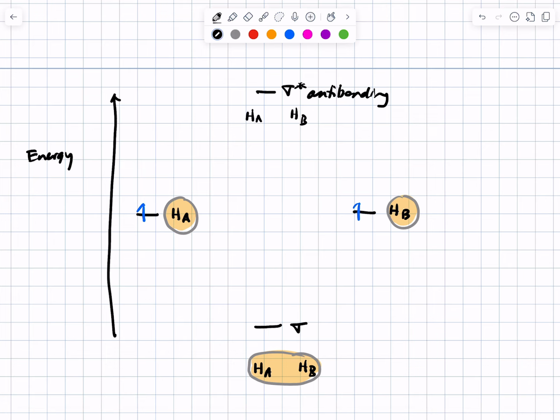It looks like a dotted line in between to indicate the place where the node is, and then there are oppositely shaded lobes on each of the hydrogens, and those lobes are leaning away from the space between the two nuclei. All right, yes?